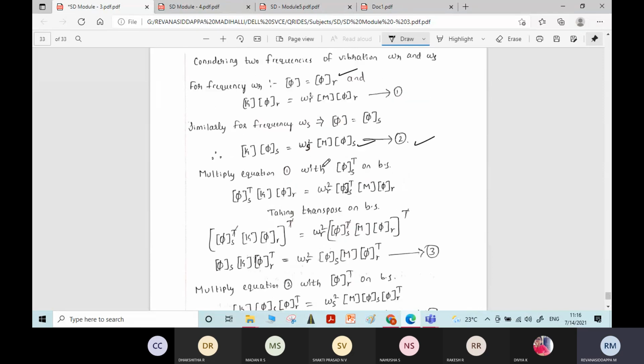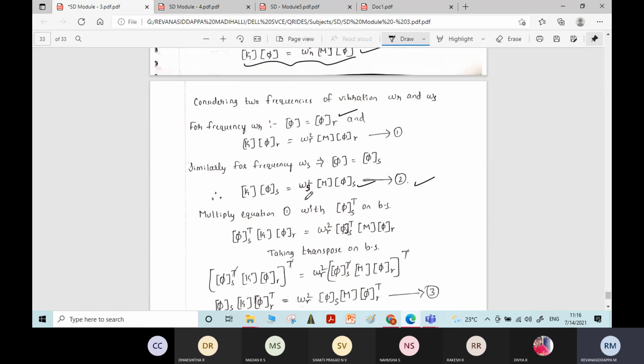The third step is, now we have two equations, equation 1 and 2. In the first equation we have all r terms, phi r terms. For this equation you have to multiply with phi s transpose on both sides. If you have r in the equation, you have to multiply with phi s transpose on both sides. When you multiply on both sides, you will get this equation.